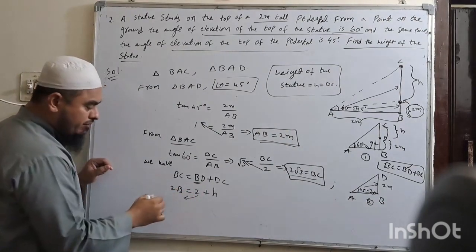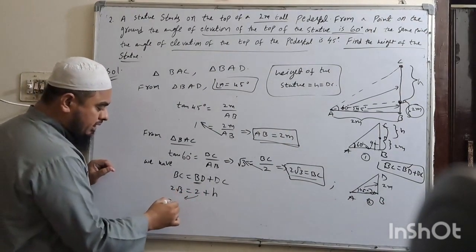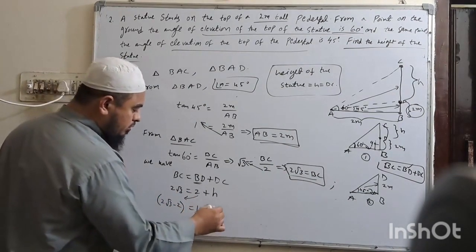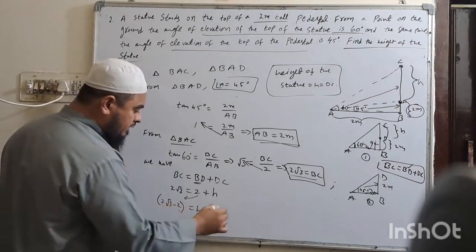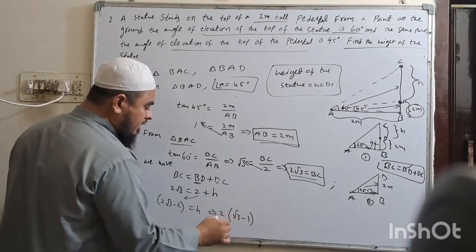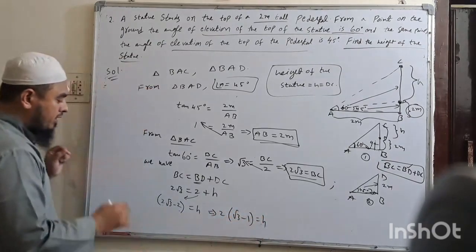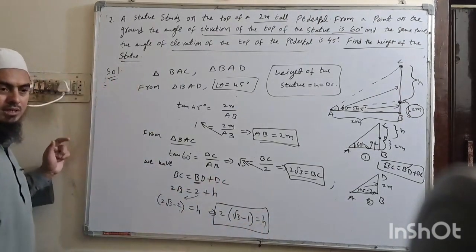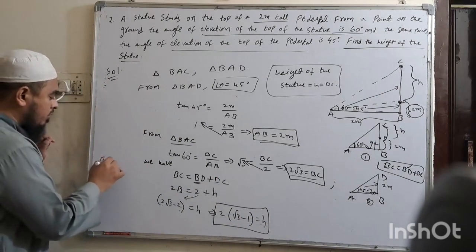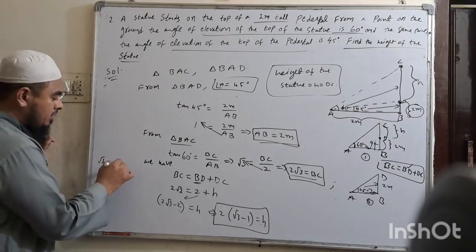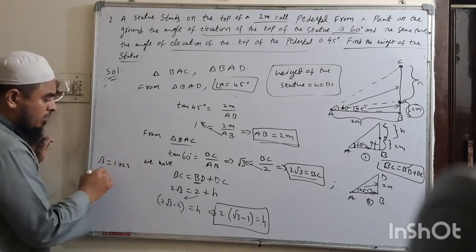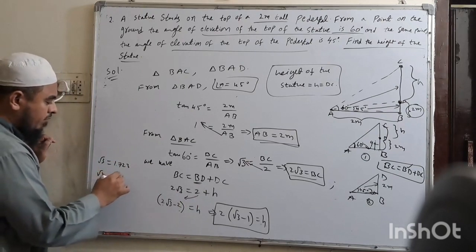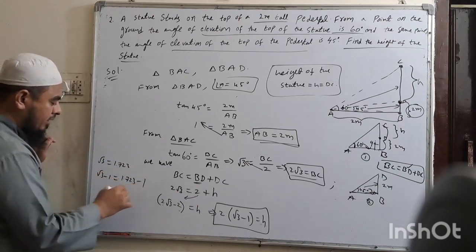Now if you bring this 2 to the left hand side, we get 2 root 3 minus 2 is equal to h. What they asked to find, 2 we can take out common from this and this. 2 into root 3 minus 1 is equal to h. Now we know what root 3 is. Here you can stop solving the problem. h is equal to 2 into root 3 minus 1.